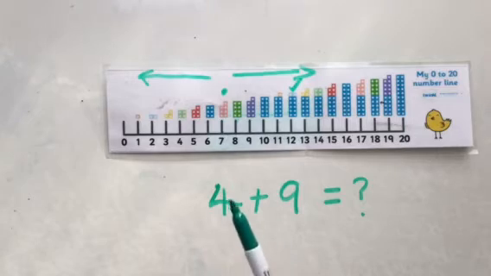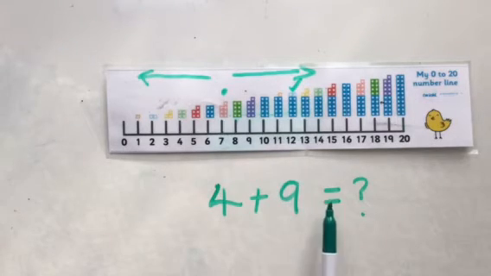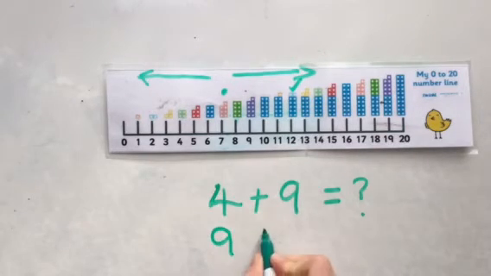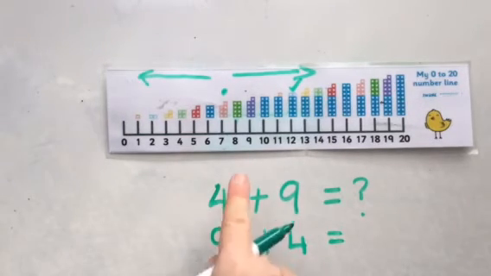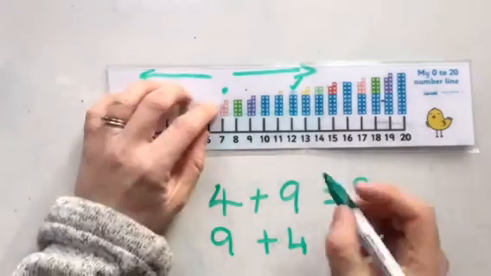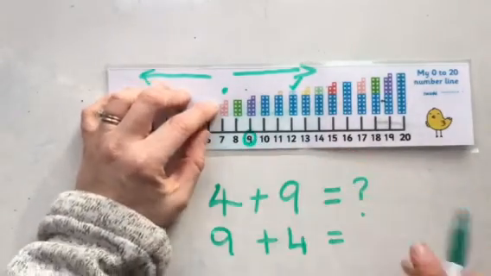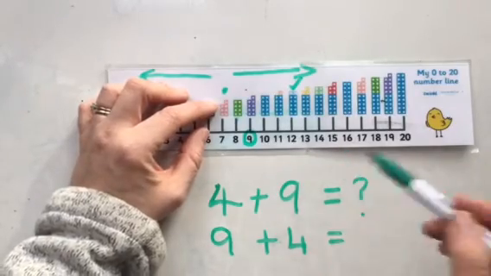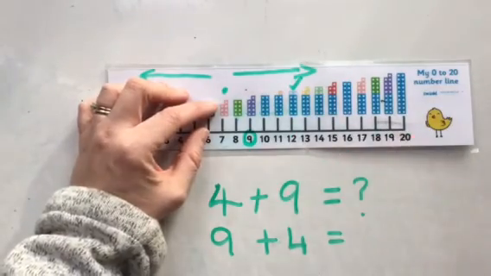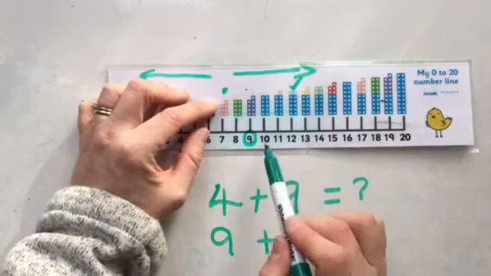So we've got 4 plus 9. 9 is the bigger number. So right now I'm just going to write the commutative of this, 9 plus 4, because I know that it's easier to start from the bigger number. So I'm actually going to start at number 9. Get your starting point on your number line. Then I'm going to add on 4 jumps. It's easier just to jump the 4 than it is to do 9 big jumps. It's quicker as well, isn't it?